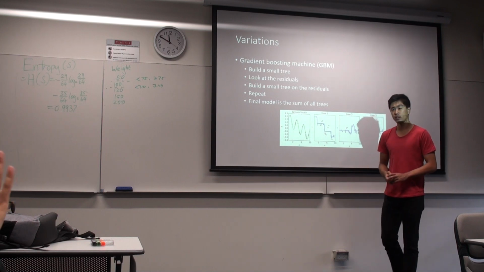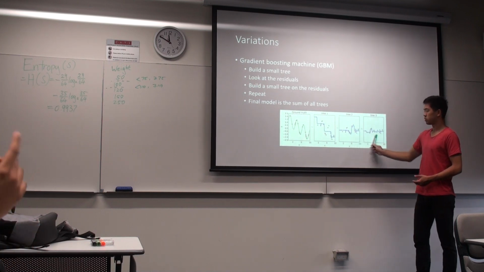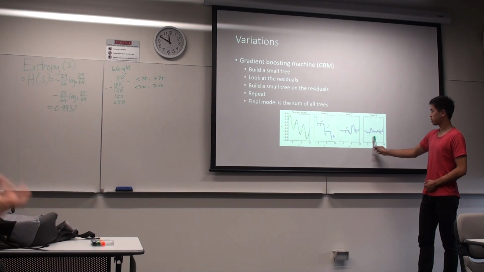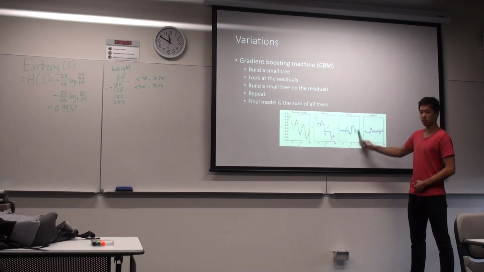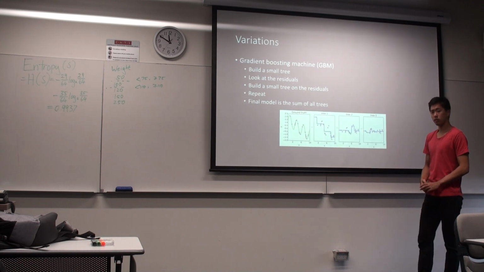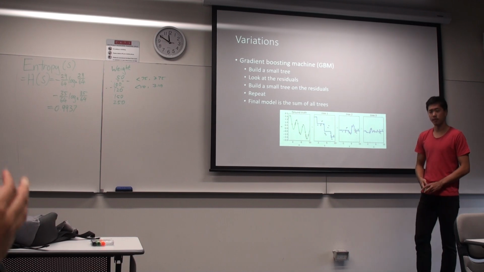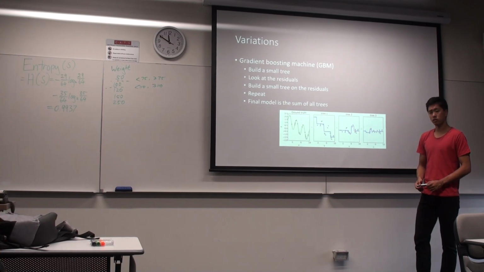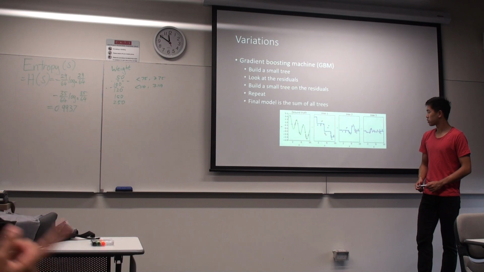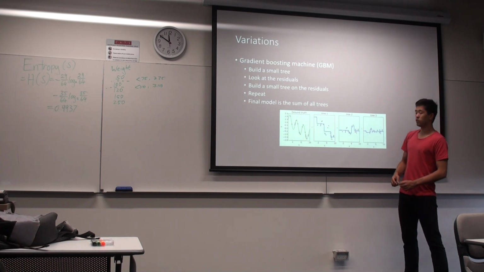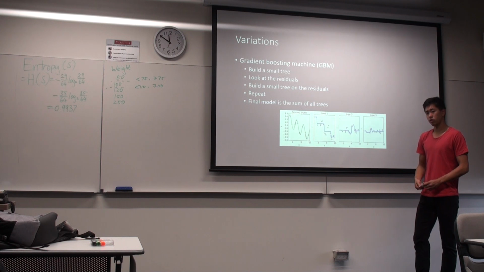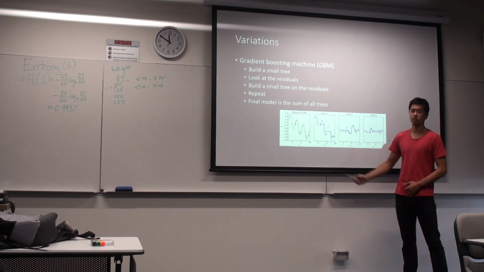Between tree 2 and tree 1, we subtract residuals from the original value, or from the previous value of tree 1? For tree 1, I'll subtract the predicted value from the ground truth, right? Yes, for tree 1. So for tree 2, I'll get the ground truth minus tree 1, and then for tree 3, I will get tree 2 minus ground truth. So that subtraction part is always ground truth minus the previous tree. The previous tree. So the residuals of the previous tree.